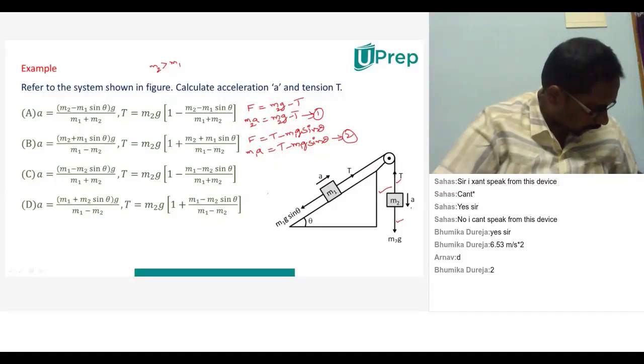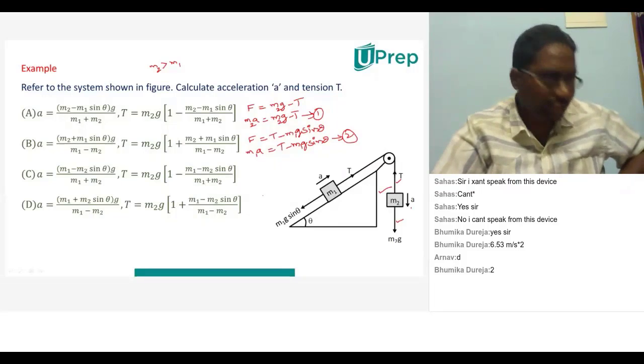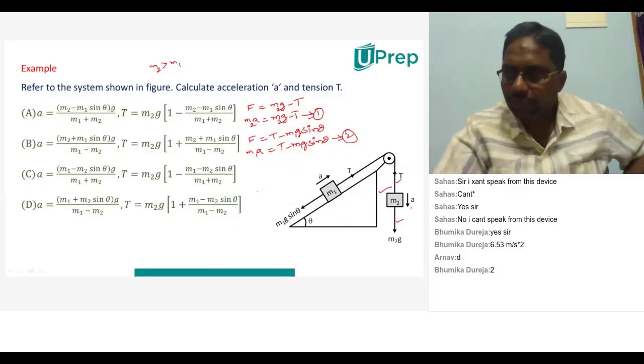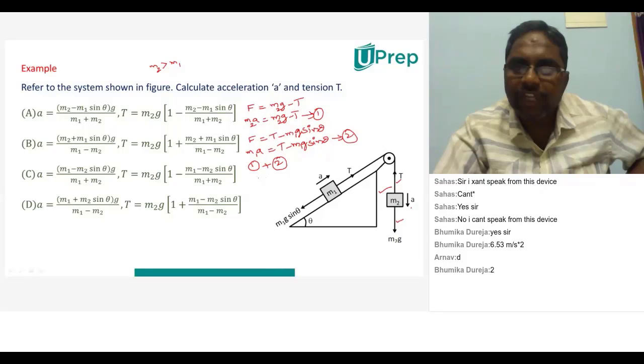Bhumika, add them and get the answer. Second one, Bhumika, have you solved that one? A and T. Now, Arnav, what do we have to do to get the acceleration value? You have to add equation number 1 plus equation number 2. So, if you are adding the left side, what will you get?